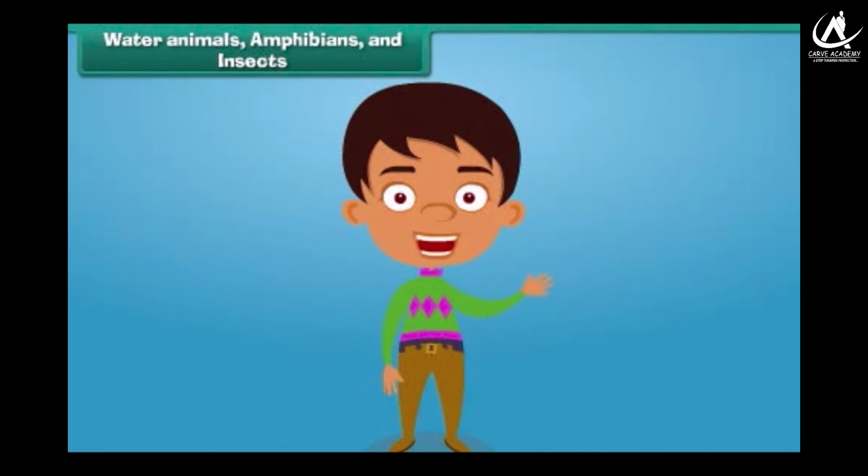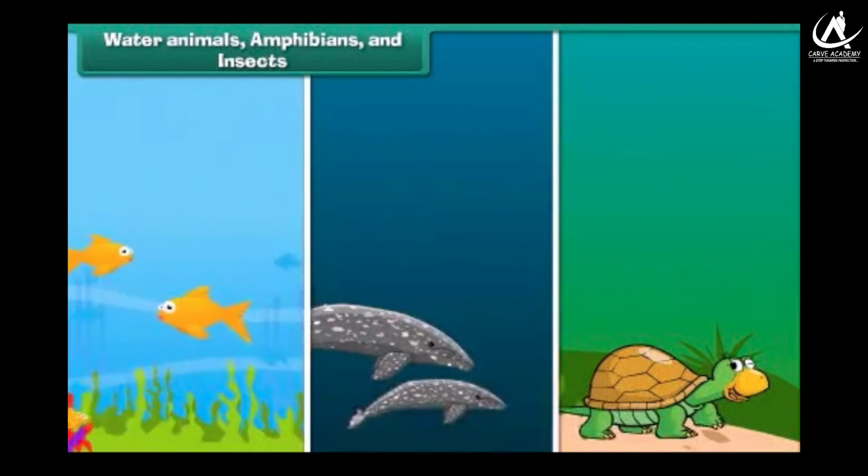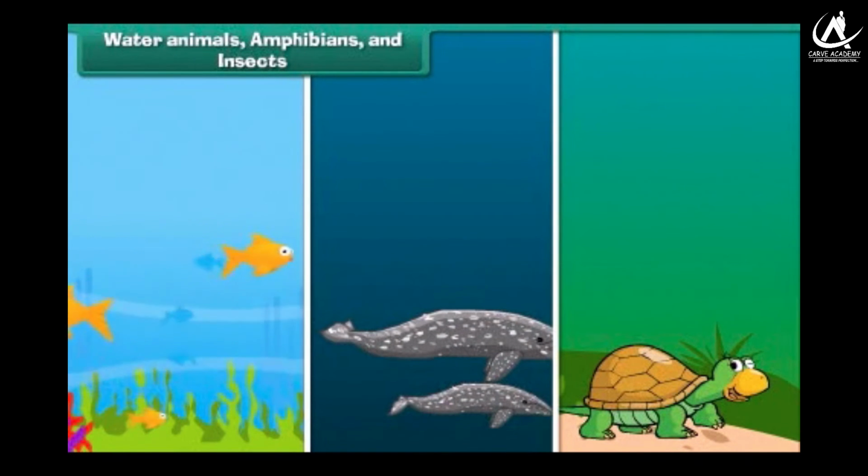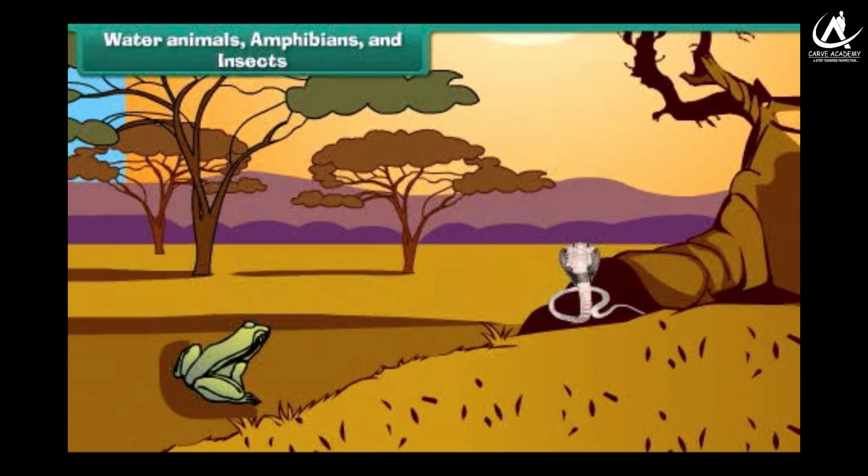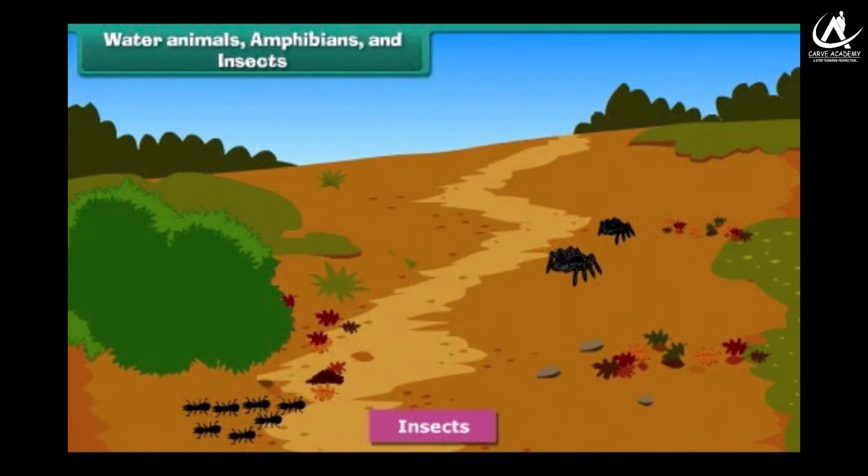Now let us know about other animals like water animals, amphibians, and insects. The animals that live in water are called water animals. Fish, whale, and tortoise are a few examples of water animals. There are some animals that can live both on land and in water. These are called amphibians, for example, frogs and snakes. Insects crawl on the ground or other supports, for example, spiders and ants. Some insects can fly also.